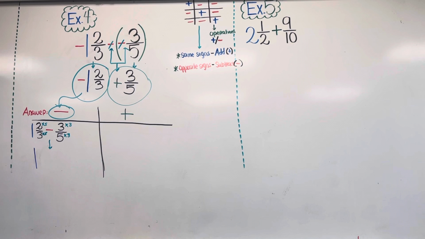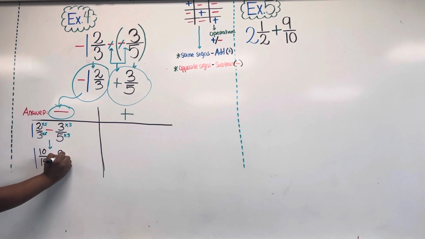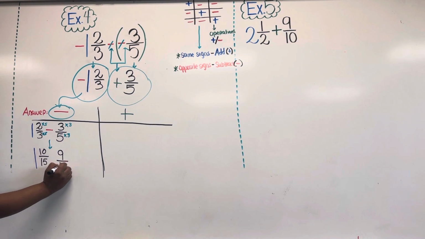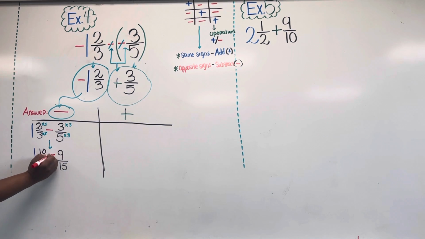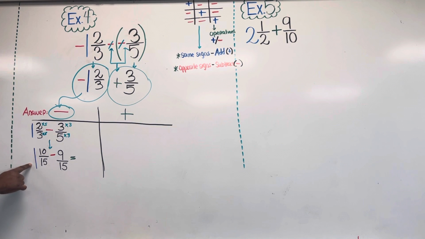So I still got 1, 2 times 5 is 10, 3 times 5 is 15, and then over here, 3 times 3 is 9, and then 5 times 3 is 15. So now I have 1 and 10 over 15 minus 9 over 15. Okay, so now we're ready to solve. Now, once again, I don't subtract anything from the base of 1 because this second fraction does not have a base. So it's basically saying 1 minus 0, which is 1.